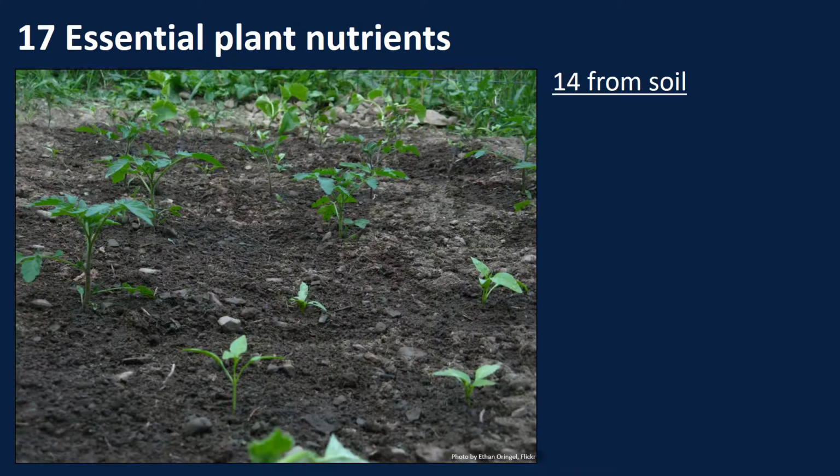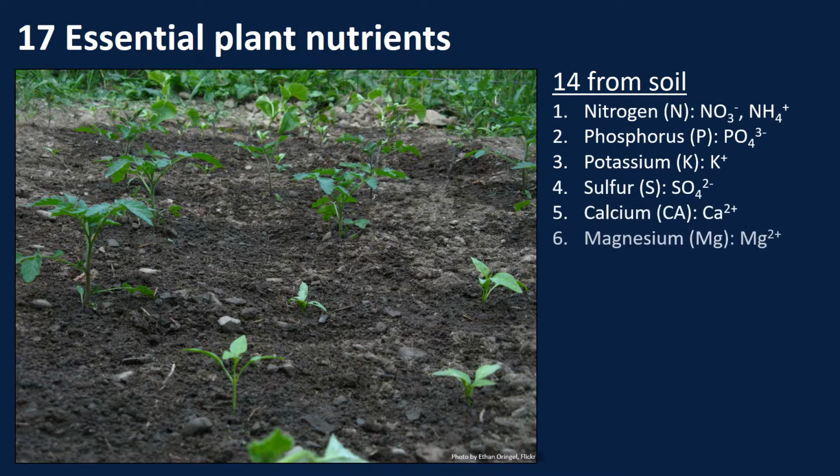However, there are 14 that come from the soil. So 3 out of the 17 essential plant nutrients come from water and the atmosphere, and 14 come from the soil. And here is the long list of essential soil nutrients.